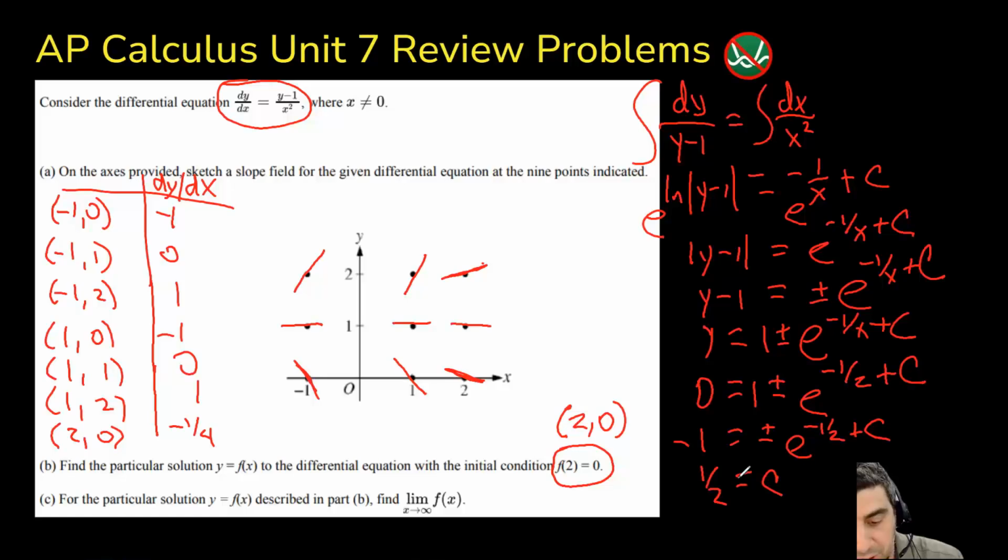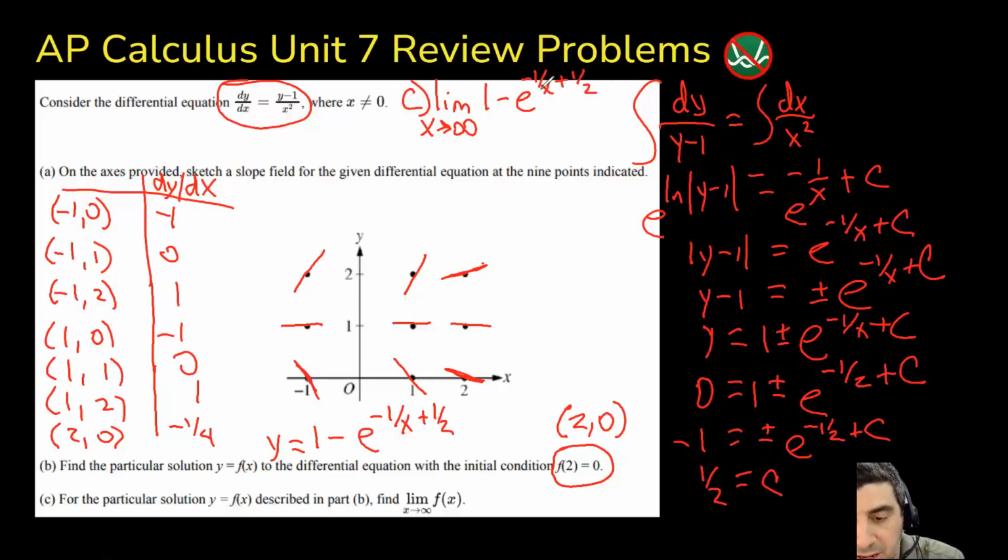So our particular solution for part B is going to be y equals 1 minus e to the negative 1 over x plus 1/2. And that's it. Then for part C, we take the limit as x approaches infinity. As x approaches infinity here, this approaches 0 in the exponent. So you just have e to the 1/2. So it's 1 minus e to the 1/2, or you could rewrite that as 1 minus square root e. Either way is fine. And that's it.